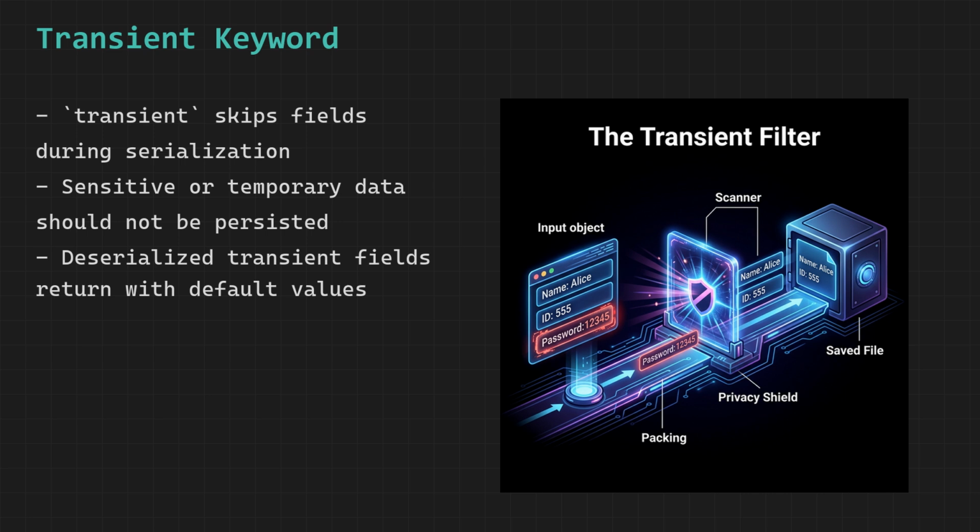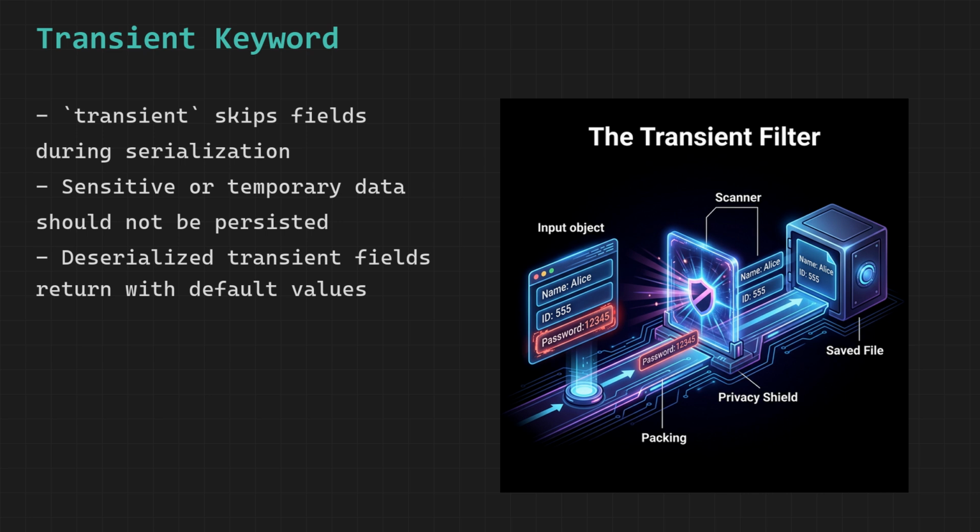When you bring the object back to life later through deserialization, any field that was marked as transient will not have a value in the saved data. Java will restore that field to its default value instead. For a string field, the default is null. For an int field, the default is 0. For a Boolean field, the default is false. The object is reconstructed, but the transient fields come back empty rather than with their original values.